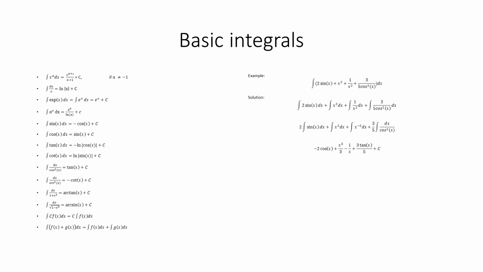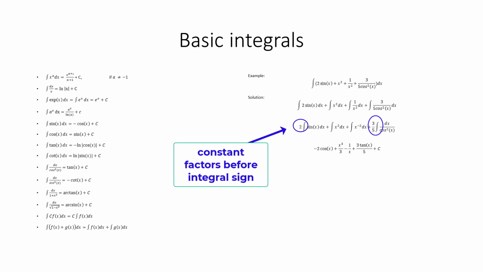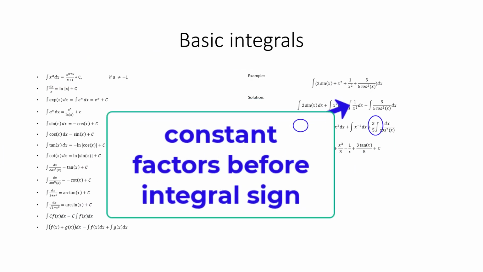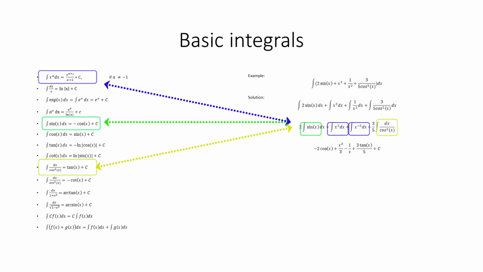In the first step of the solution, we simply split our given integral into 4 different integrals. Next, we put, if possible, constant factors before the integral sign. Now we are ready to recognize and combine our 4 integrals with the formulas on the left side. The first one, the second and third one, and lastly the fourth one. We then substitute our basic formulas into our given integrals.